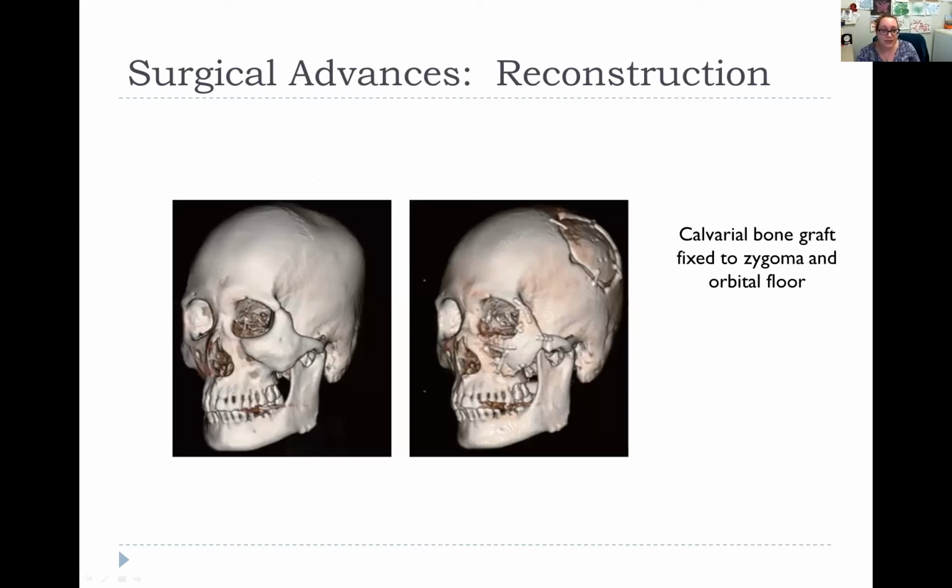Here's another example of removing an entire portion of fibrous dysplastic bone that's shown here in green. And what they did was take a split thickness calvarial graft, that's a graft from the skull, and actually used it to recreate the zygoma bone as well as the floor of the eye and the side of the eye socket.